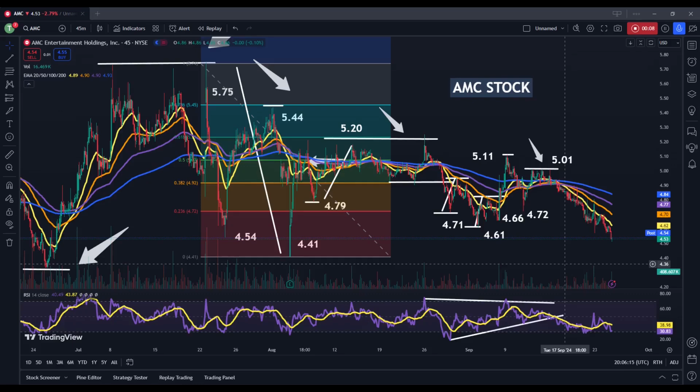Here we have the current stock market analysis for AMC Entertainment Holdings Incorporated, stock ticker AMC.